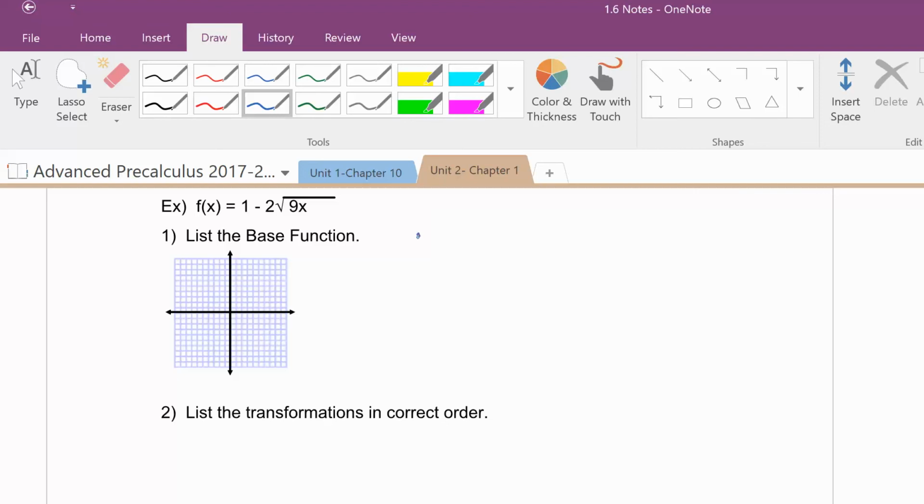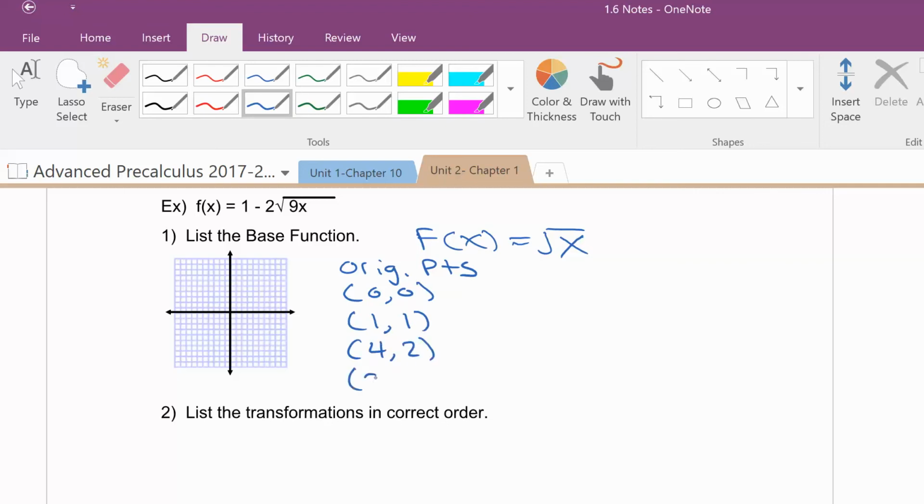The base function here is f of x equals the square root of x, and those original points are 0, 0, 1, 1, 4, 2, 9, 3. So those are your original points and the graph.